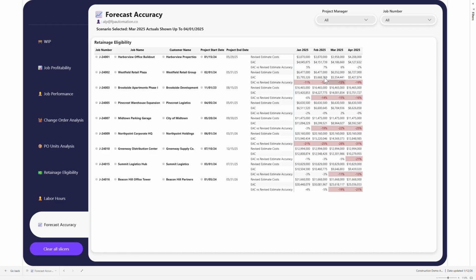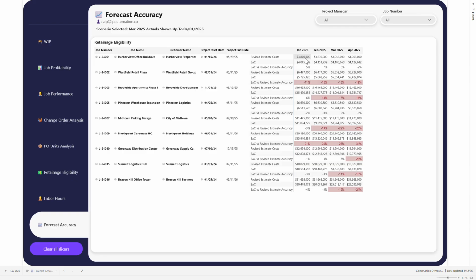In this video, we will be talking all about forecast accuracy. The idea behind forecast accuracy here is for us to be able to compare our estimate at completion, showcasing where the job is supposed to land based on cost to complete estimates from the field team for a given period of time, for a given month, compared to the revised estimate, which was essentially the original budget plus any change orders that came into the job later on that were approved.